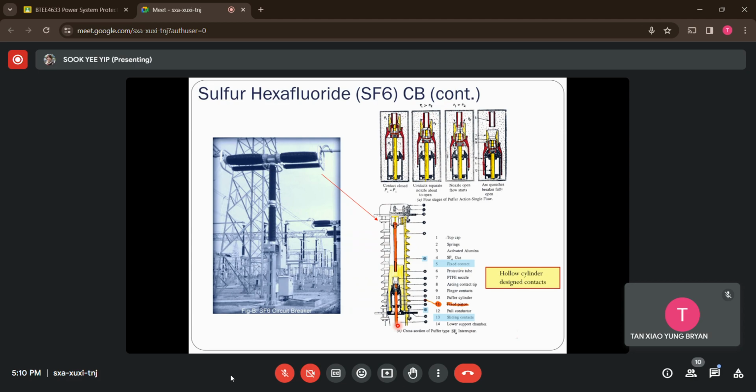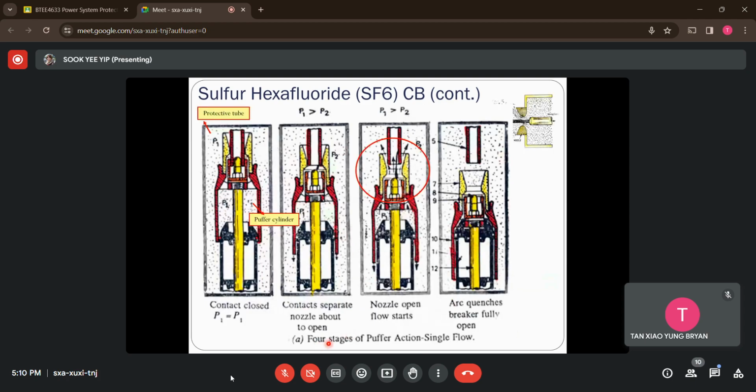During the time when we have separation of the contacts, the arcing process occurs here at the arcing contact tips. Now this FSX gas, after the arc extinction, will move away from this puffer cylinder design. All right, so now let's see how it works. We will zoom into these four figures here. Go to the next slide. It shows the four stages of operation for this FSX gas circuit breaker.